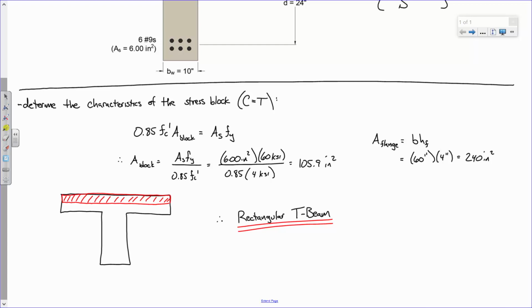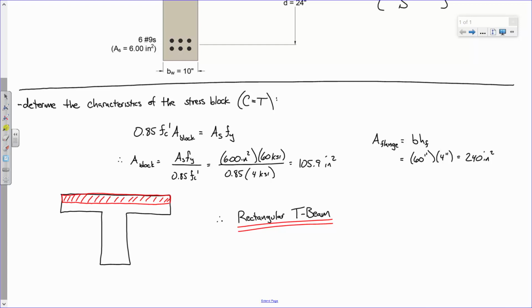That's opposed to it being a little bit down. If this number were, say, 305.9, then my stress block would have to fill the entirety of this flange and go down here a little bit. Does that make sense? That would be a true T-beam. I want to make sure that makes sense. Everybody good? Okay, all right.